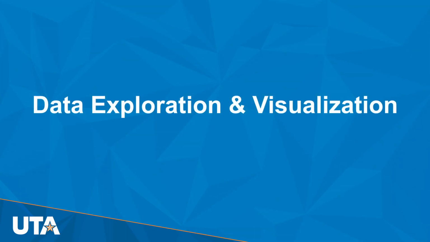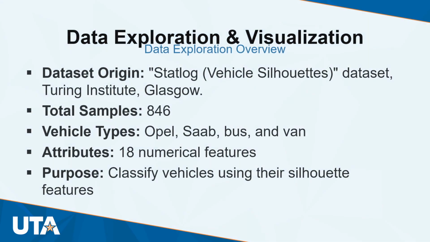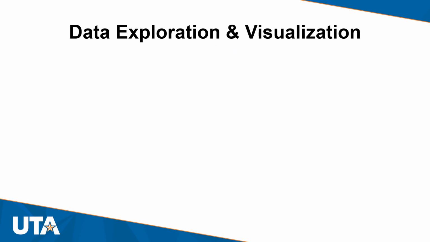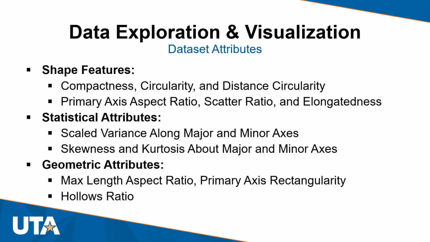Data exploration and visualization. The dataset contains 846 samples, each labeled one of the four vehicle classes. The dataset attributes were based on shape features like compactness, circularity, distance circularity, statistical attributes like scaled variance along major and minor axes, and also geometric attributes like max length, aspect ratio, and hollow ratios.